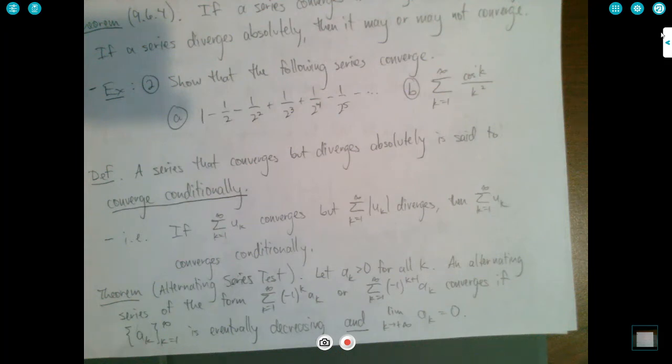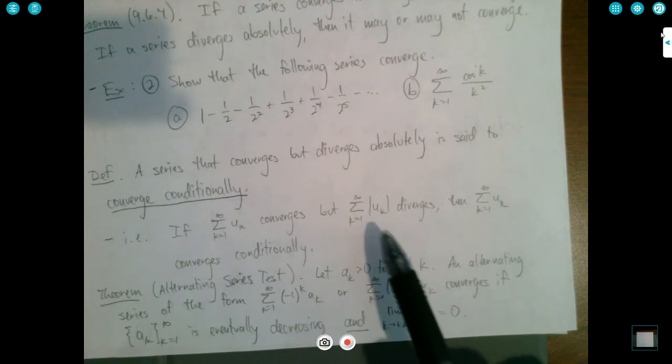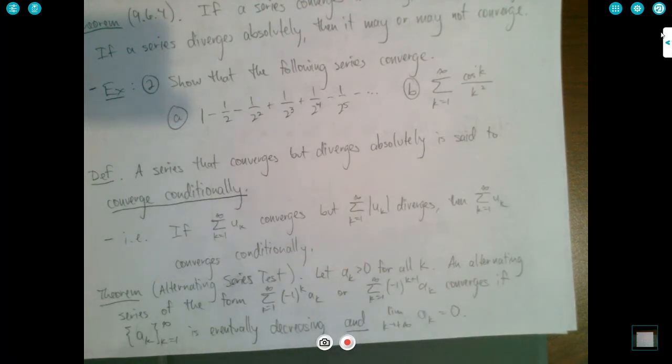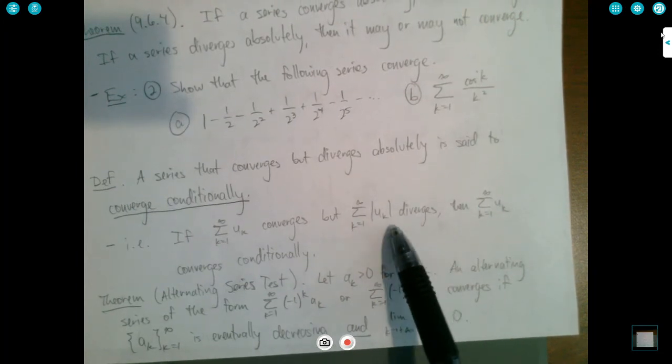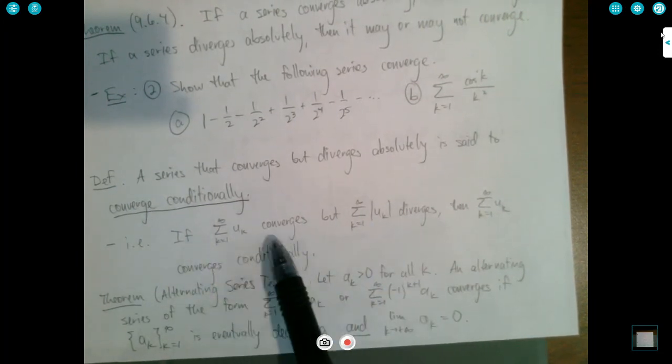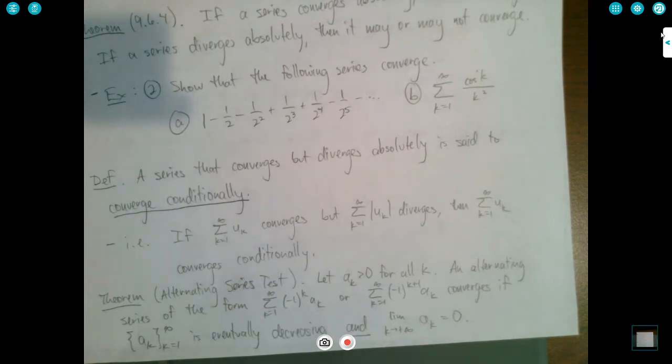Okay? So when you're dealing with alternating series, or not necessarily even alternating series, if you're just dealing with series where some of the terms are positive and others are negative, you have two different kinds of convergence that you can talk about. You have absolute convergence, which is when the series of absolute values converges. And then you have conditional convergence, which is where the series of absolute values diverges, but the original series itself converges. And then, of course, you still have divergence altogether, where the original series diverges.